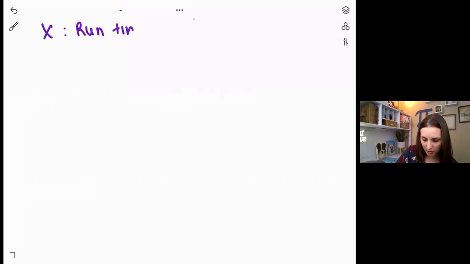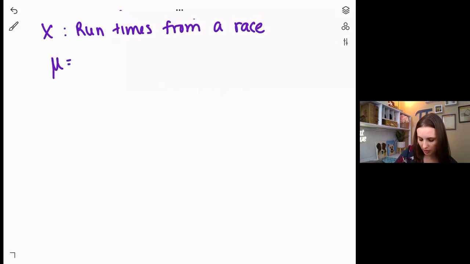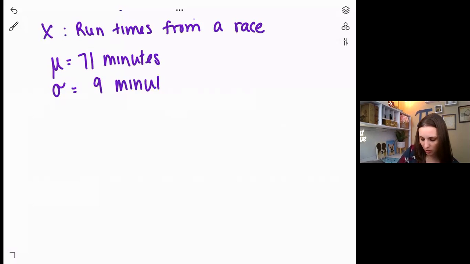the content. So the variable that we're going to be considering in this problem, we'll call it x, and x represents the run times from a race. I think it's a 10K, but I'm not sure, I can't remember. And the mean run time is 71 minutes. And the standard deviation is 9 minutes. So this is the information that has been given to us.